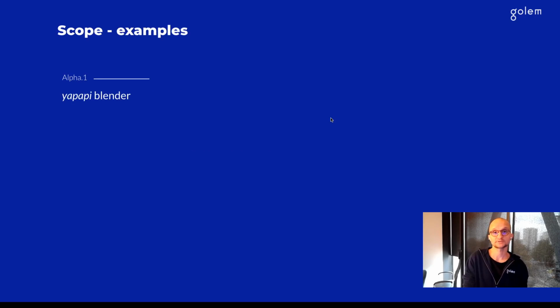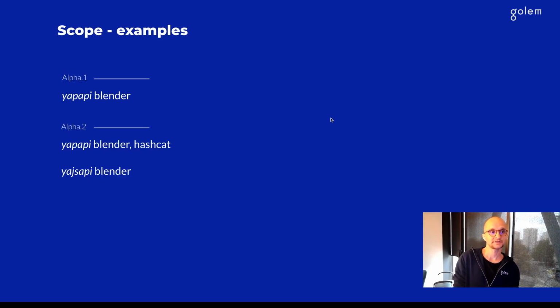So we have new examples. Previously it was just a Blender example, a very, very simple short Python file that was using a Blender image and rendering frames of animation. Today, we're not only adding the Blender example in JavaScript, but we've also introduced a bit more complicated example, which is a hashcat tool for cracking passwords.